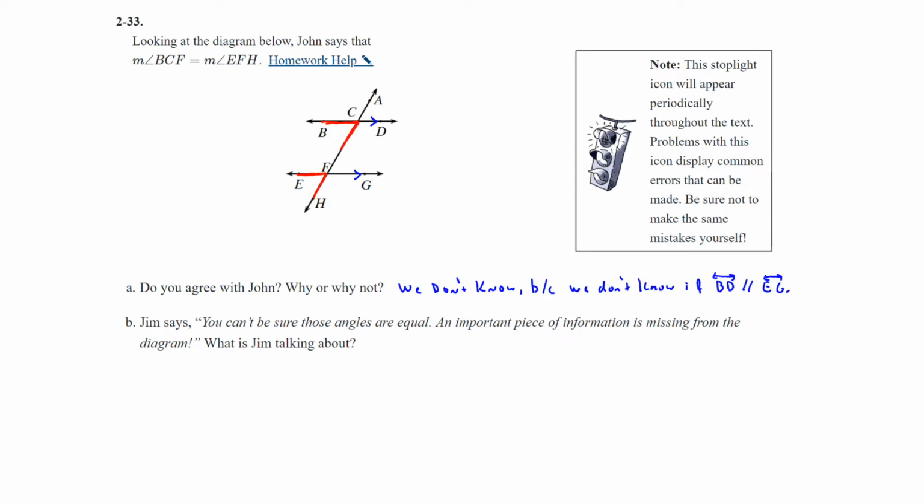On part B, Jim says, you can't be sure those angles are equal. An important piece of information is missing from the diagram. What is Jim talking about? Well, what we already said is that the lines, if they were parallel, should have had the appropriate marking. So once again, the diagram does not have the parallel lines marked.